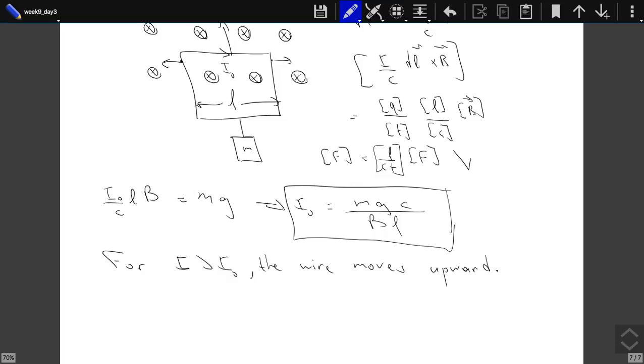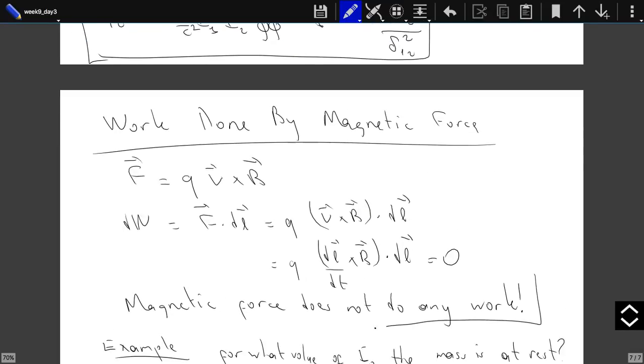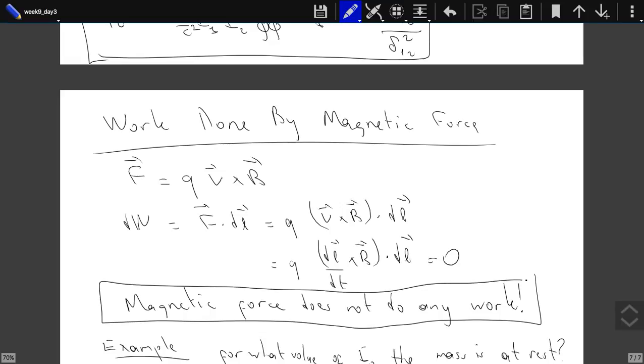Well, we have a magnetic force in the upward direction. We have a displacement in the upward direction. So there is work done. There is a positive work being done by the current. And the source of the energy is the current. Well, basically, yes. You see, it's still not the magnetic field doing the work.